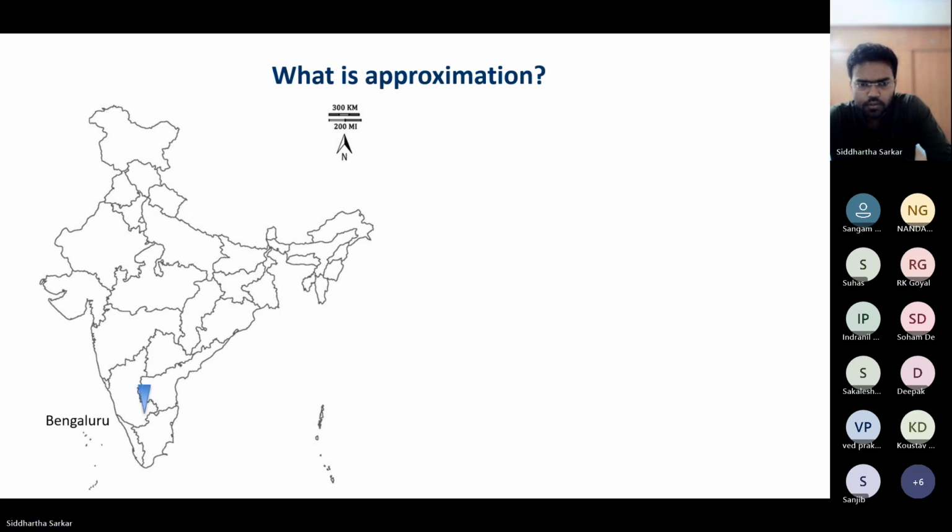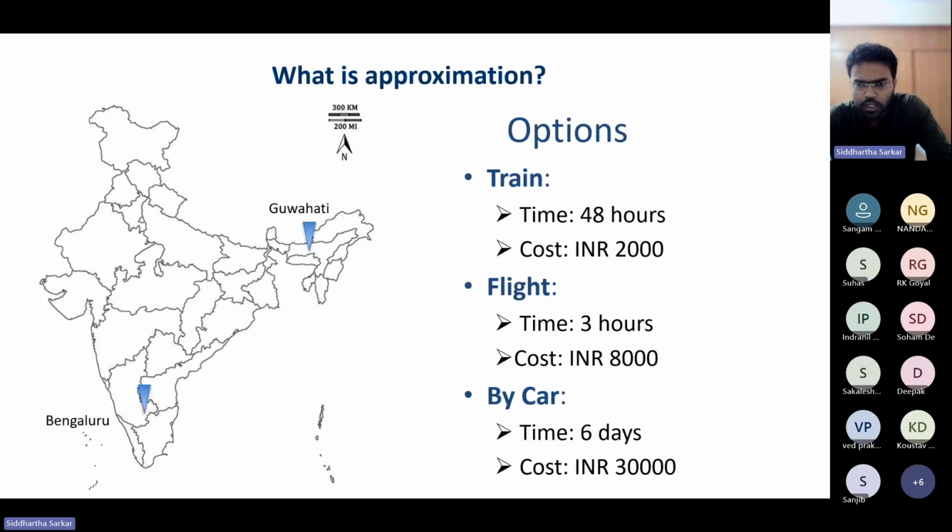Okay, so I'm in Bangalore. I want to go to Guwahati and I have these three options. So if I choose to go by train, it will take at least 48 hours. In fact, it takes about 50 hours, but for the sake of calculation, I'm putting 48. And if I go by, let us say, 3 AC, nowadays it will take 2,500, but for the sake of calculation, I'm saying 2,000. If I go by flight, it will take 3 hours, and that will take about 8,000 rupees on the average.